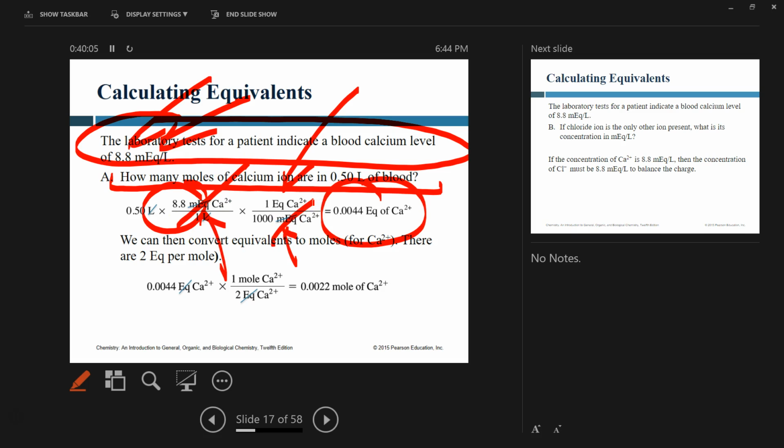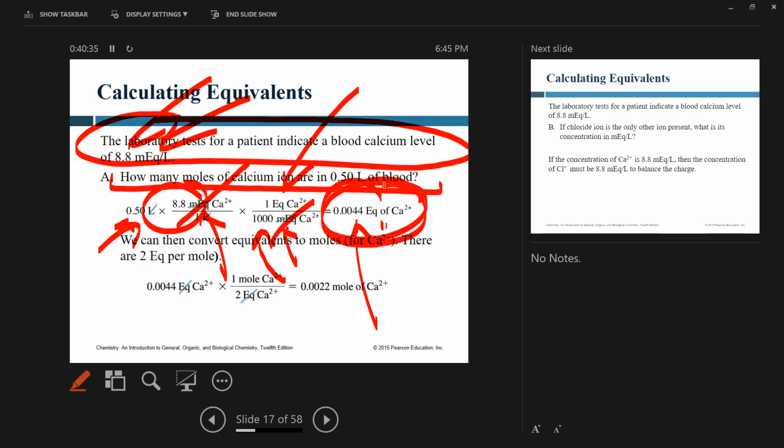Milliequivalents cancel out. We have 8.8 multiplied by 0.5 divided by 8,000. The intermediate answer is 0.0044 equivalents of calcium cation in 1.5 liters of the patient's blood.